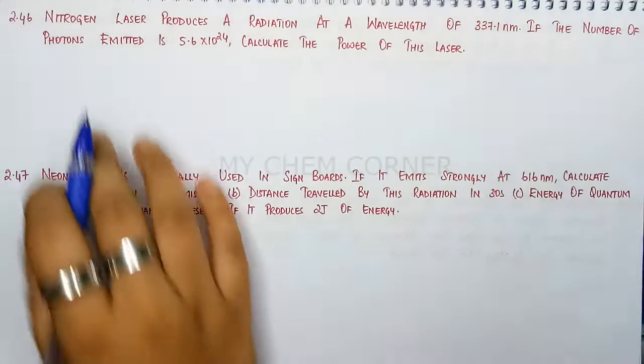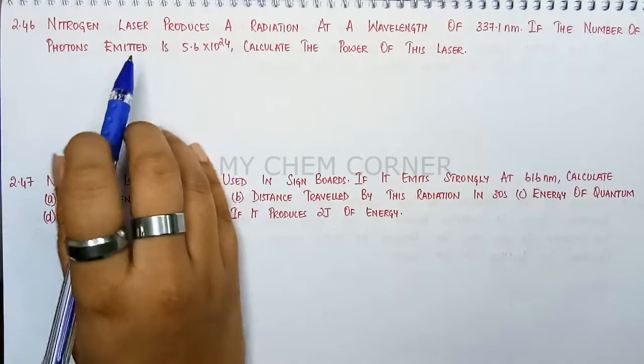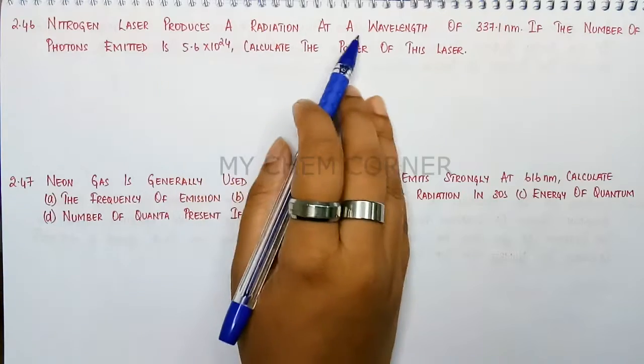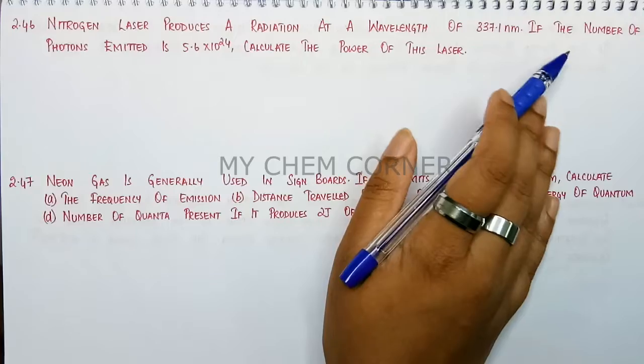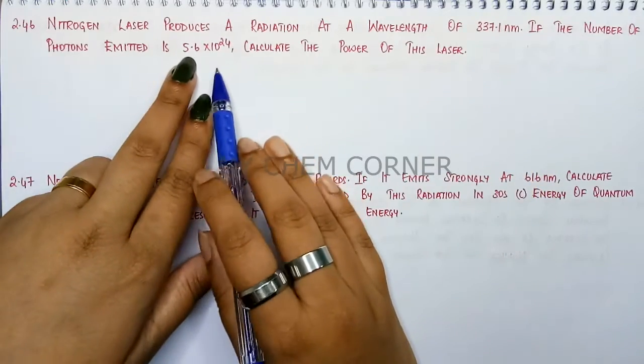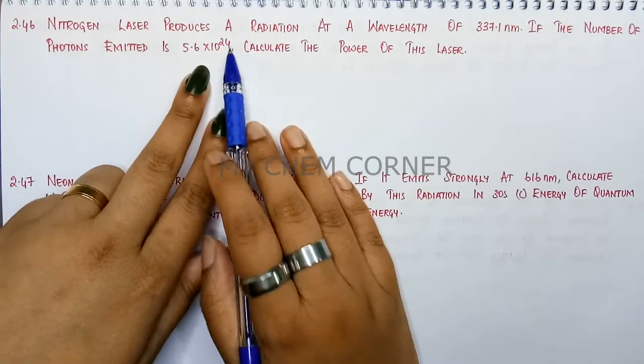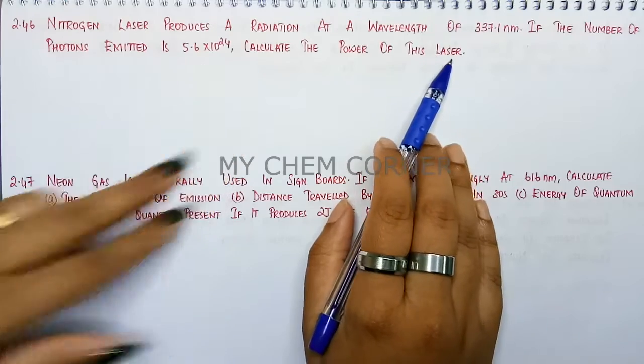Next is question number 2.46. Here it says nitrogen laser produces a radiation at a wavelength of 337.1 nanometer. If the number of photons emitted is 5.6 into 10 to the power 24, calculate the power of this laser.